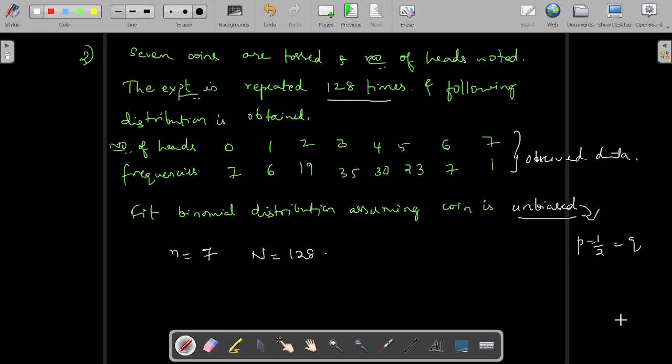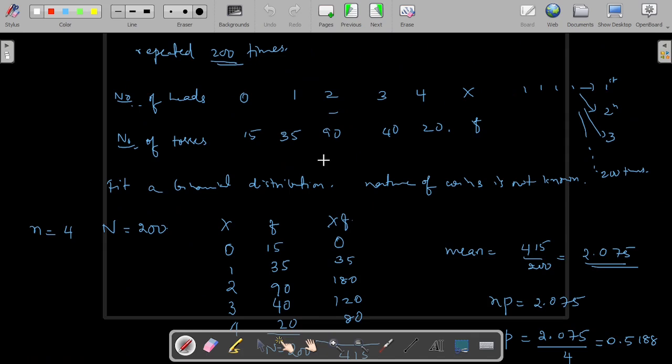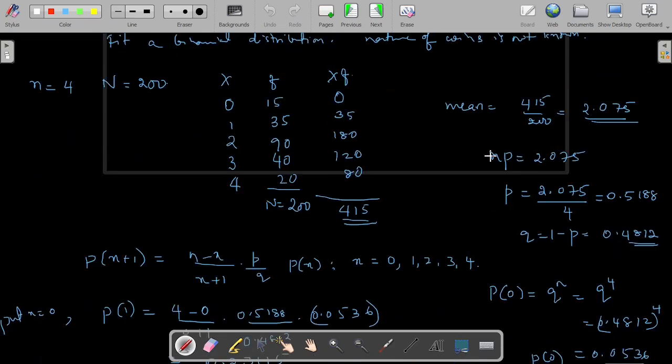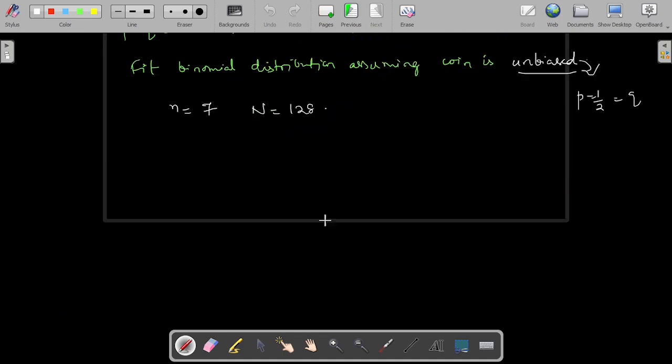So in this case, we have the values of p and q directly available. We need not find the mean of all these. We did that in the previous case because the nature of the coin was not specified there. So we found the mean, because we know that np equals the mean, we can equate it, and hence we get the value of p. But now p and q are directly available, therefore you can directly go with the recurrence relation.